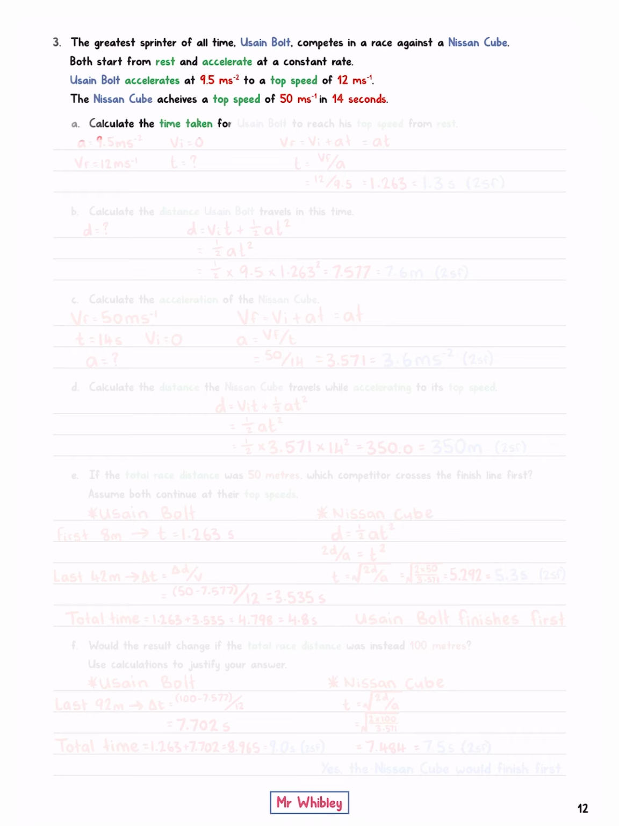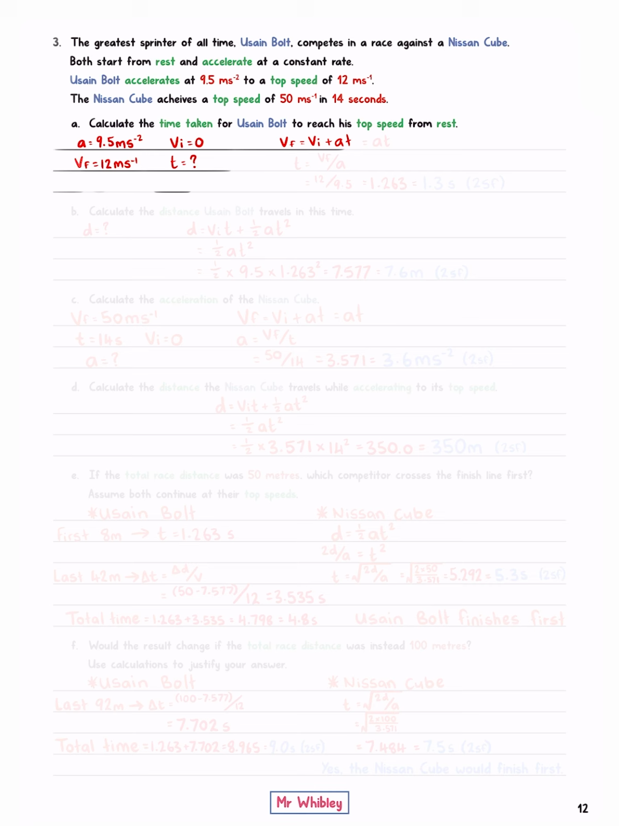Calculate the time taken for Usain Bolt to reach his top speed from rest. He accelerates at 9.5, reaches a top speed of 12, and starts with a velocity of 0. We want to find the time, so we can use this equation here.